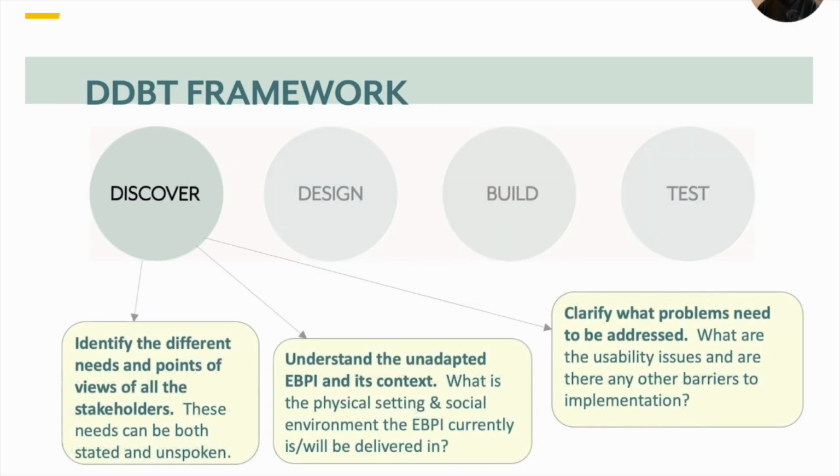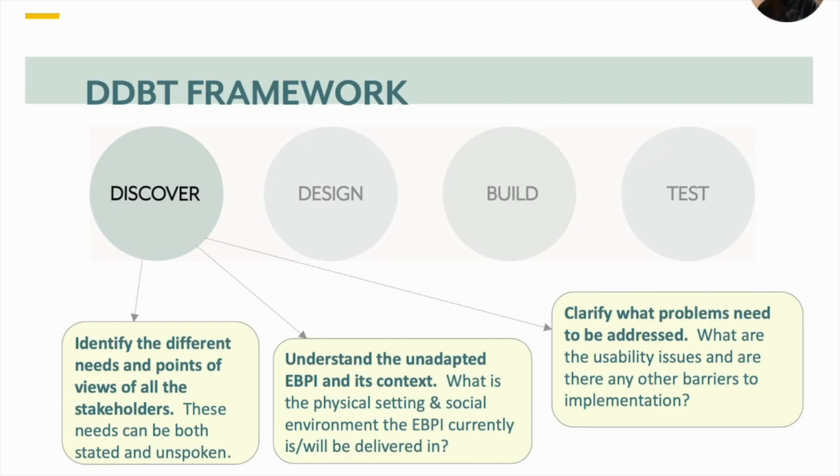In the upfront discover phase, we identify the different needs and points of views of all the stakeholders. These needs can be both stated and unspoken. This is when you try to really understand the unadapted evidence-based psychosocial intervention and its context. What is the physical setting and social environment the EBPI currently is, as well as will be delivered in?